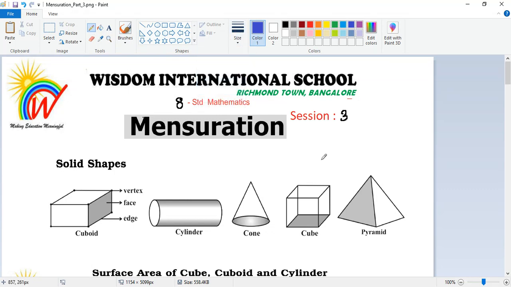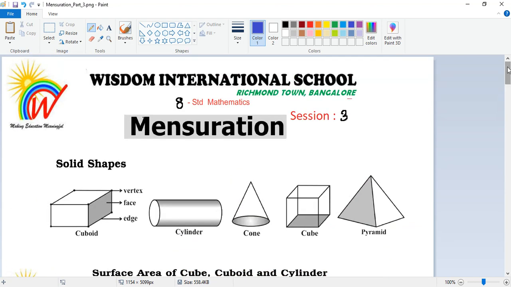Children, we will continue with this chapter, mensuration. We have already completed 2 exercises. Now this is about the third and the fourth exercise. The third exercise is basically about surface area and lateral surface area. Okay, total surface area and lateral surface area.